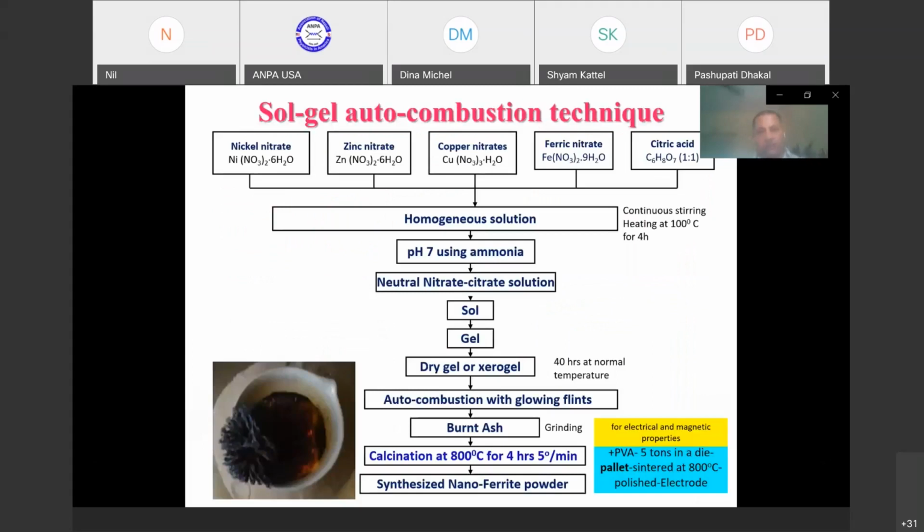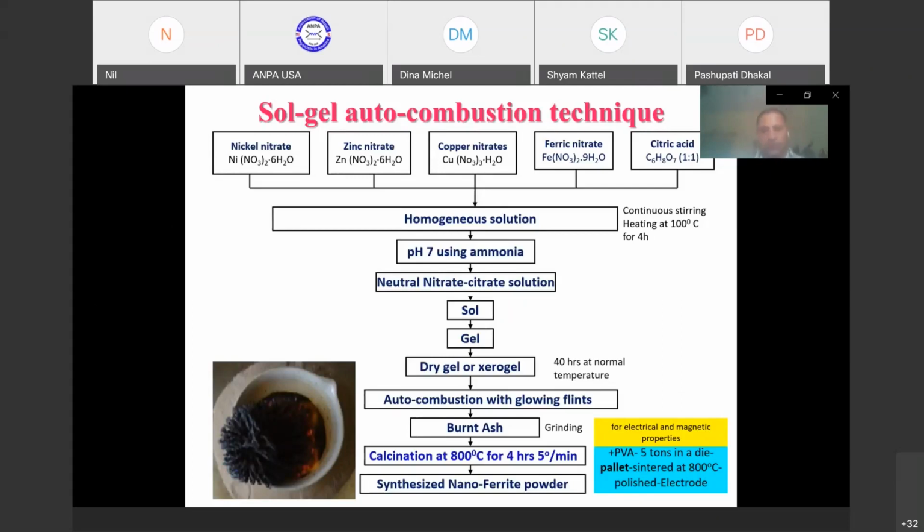The method we are going to adopt for its preparation is the sol-gel auto-combustion method, where nickel nitrate, zinc nitrate, copper nitrate, and ferric nitrate are taken as starting materials and mixed with each other. The resultant mixture is mixed with citric acid in a 1:1 ratio. They are homogenized by continuous stirring and heating at 100 degrees centigrade for 4 hours. If the solution is not neutral, then we add ammonia and test whether its pH value is 7 or not. Finally, we get a neutral nitrate-type solution, and this is what we call the sol.